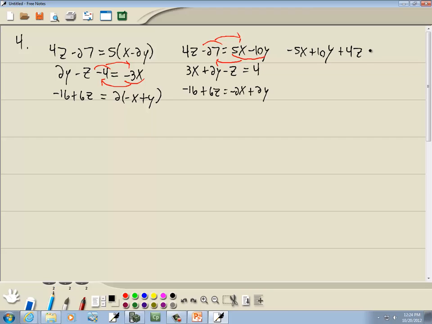Plus 4z is equal to 27. 5x plus 10y plus 4z equals 27. Okay. This one is fine. 3x plus 2y minus z is equal to 4. And on this one, I'll take these over the left side, take the negative 16 to the right side. So I get 2x minus 2y plus 6z is equal to 16.